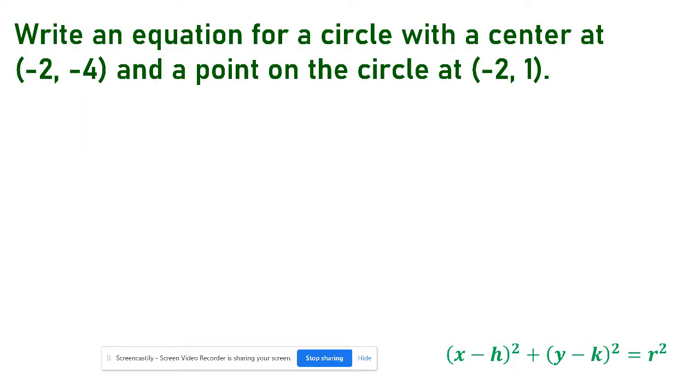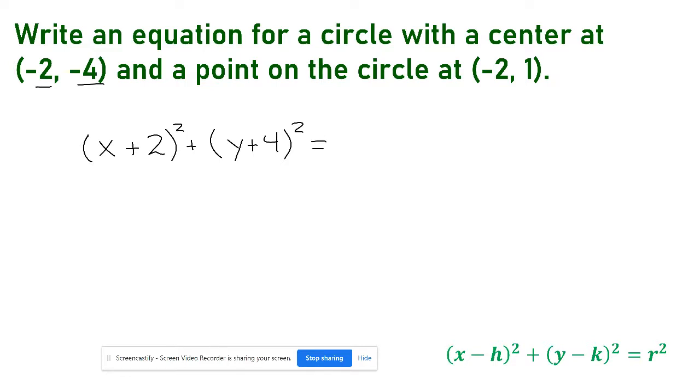Next example. Write an equation for a circle with a center at -2, -4, and a point on the circle at -2, 1. We can start this because we know what's going to go in for h and k, because we have the center. We have a -2 for h, so if we subtract the -2, that becomes +2. Again, we always change the sign on that number. Same thing with the -4. That's going to end up becoming a +4 because we changed the sign. The trick here is getting the r squared. So we have to figure out what the radius is.